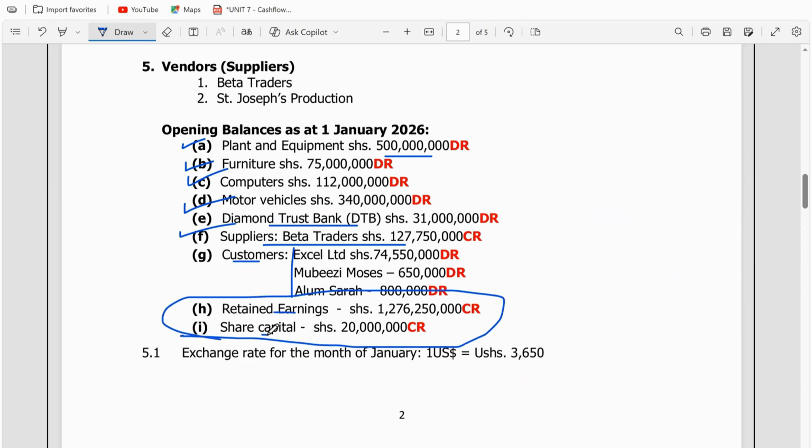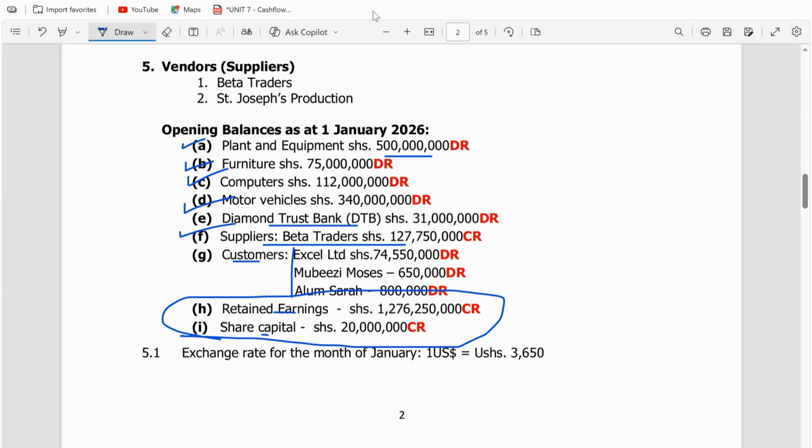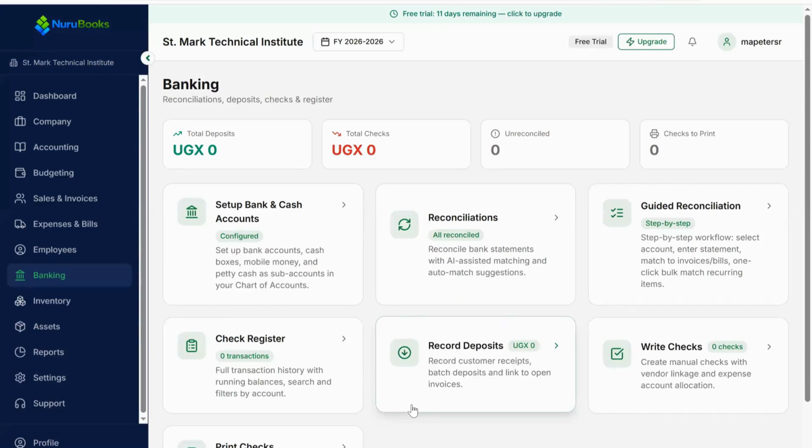Now, before we go into share capital and retained earnings, what I want you to note, friends, is that as you're entering these opening balances, NuruBooks does most of the accounting for you. NuruBooks is a more advanced enterprise level accounting software which has been built with the goal of helping you do most of the accounting. So most of the accounting, or entering of these opening balances, the debit and the credit, has already been done for you in the background without even noticing.